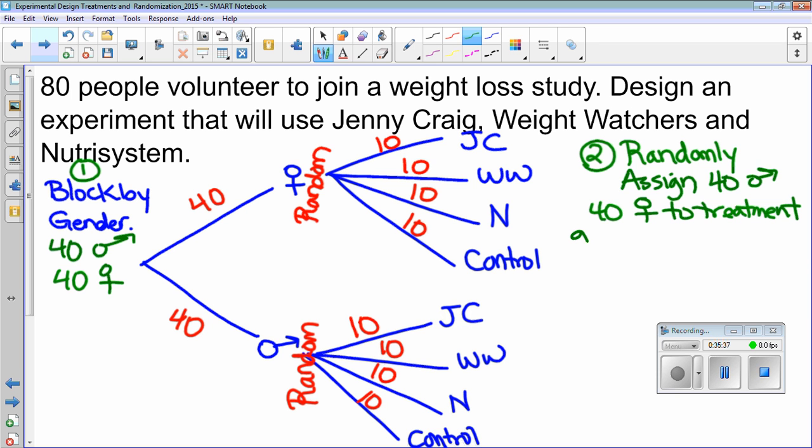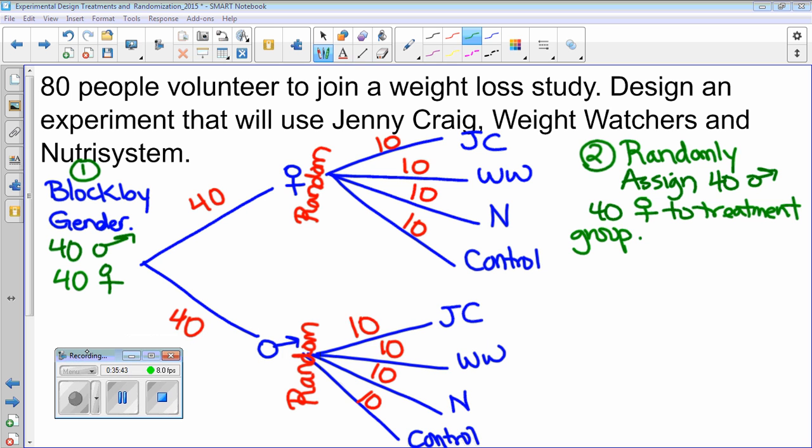This sentence alone is not thorough. It's not going to get you full credit. You have to explain that randomization process. So what would that process be? Well, we've already blocked by gender. Katie, got a suggestion? Sure. So let's assign 0, 1 to 40. Would you agree with that? Okay. So we'll start with the males. We'll assign 0, 1 to 40 for the males.